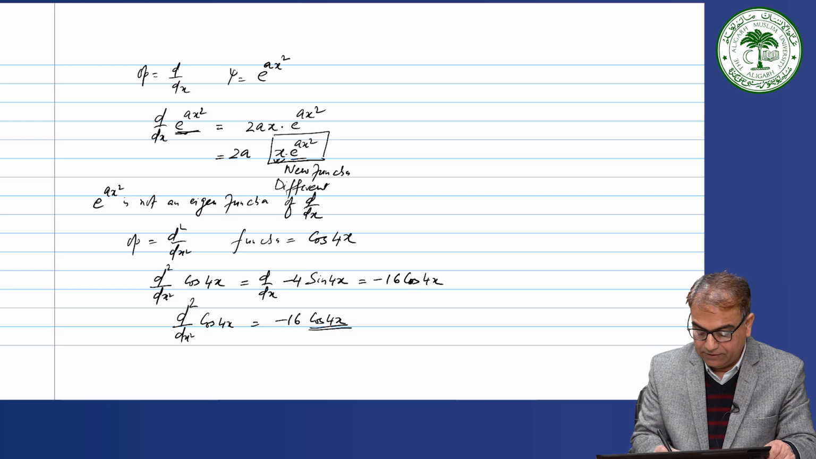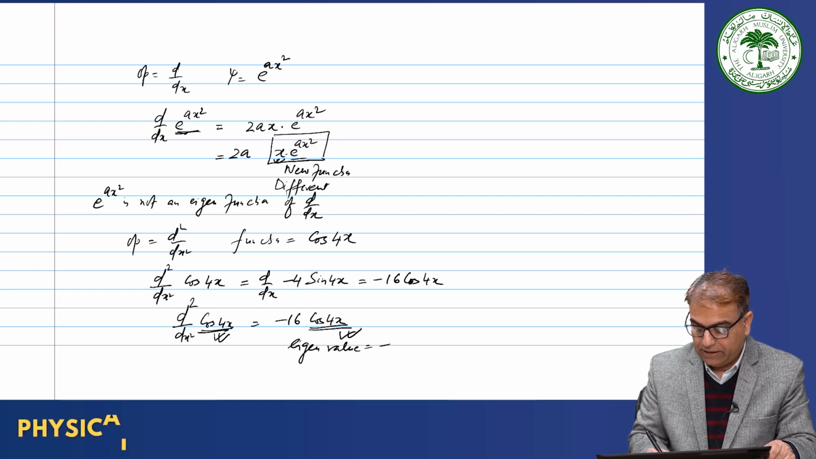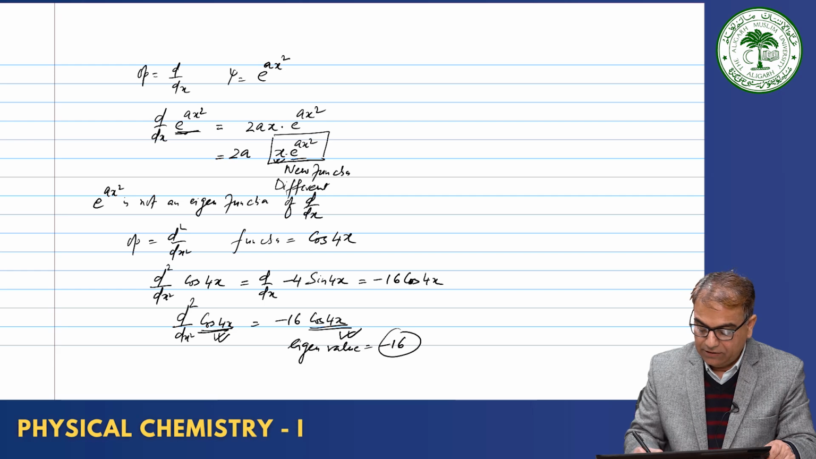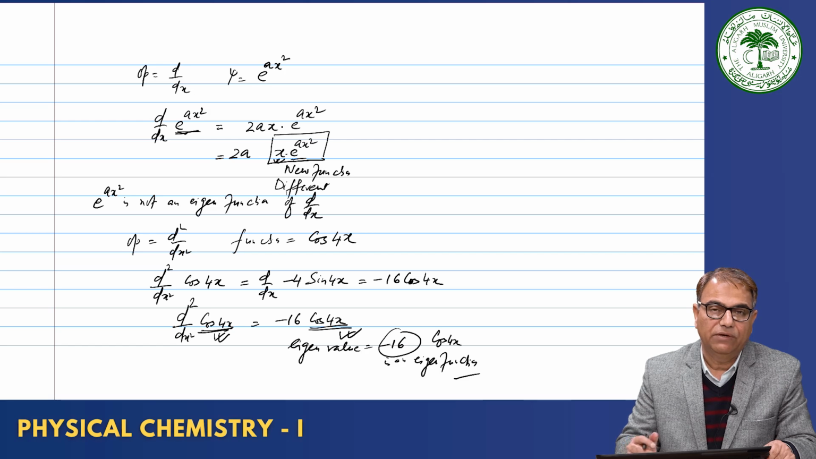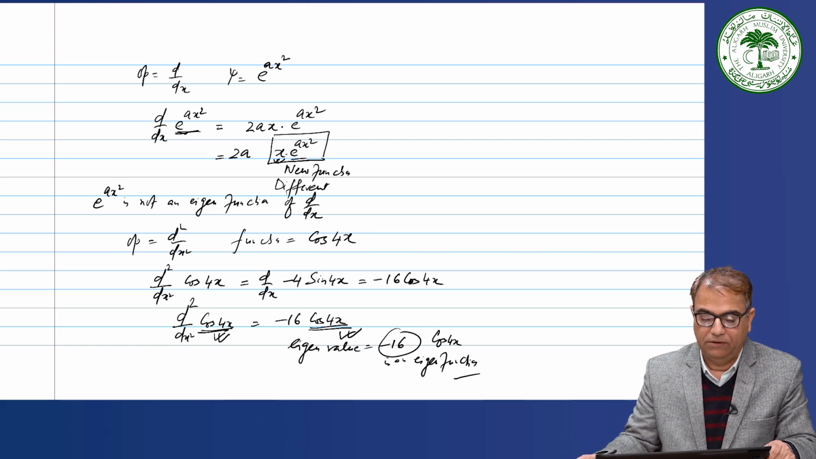Look at this function. You have the same function here, cos 4x, cos 4x. So, the eigenvalue is minus 16 and cos 4x is an eigenfunction. This way you can see about different functions, whether they are eigenfunctions or not. Let us see.